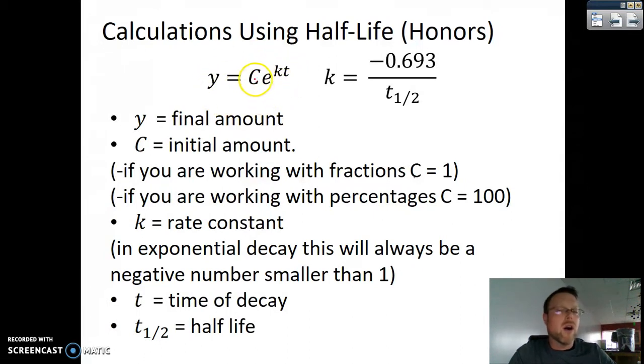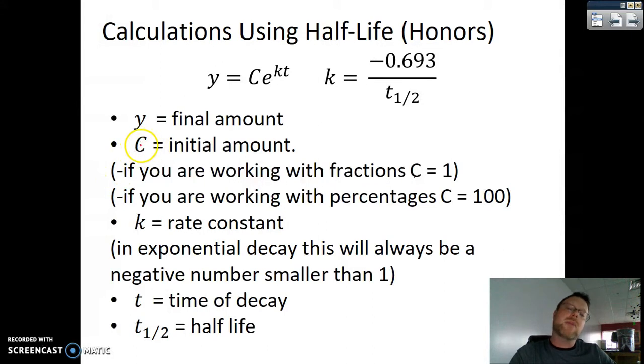And we need to know what things are in this equation. So if we're dealing with amounts of radioactive atoms before and after and the half-life, here's what each variable stands for. Y is equal to the final amount. Now, amounts can be measured a lot of different ways, but it's going to be the amount at the end after it decays. That's what we're talking about when we're talking about Y. C is the initial amount. This is your starting amount of however many radioactive atoms you have.